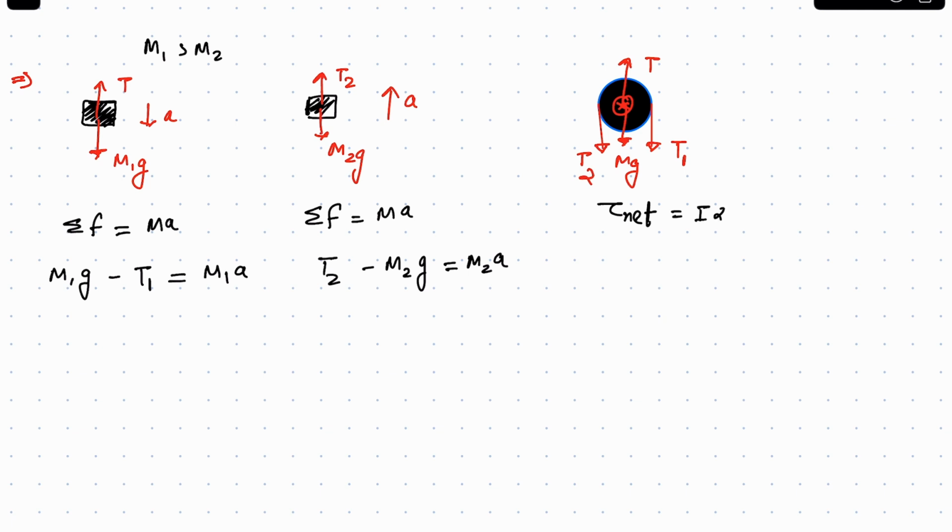Now I know that it is going to rotate in the clockwise direction. So let's take the clockwise torque as positive. From there we get T1 multiplied by R, where R is the radius, minus T2 multiplied by R is equal to I alpha.